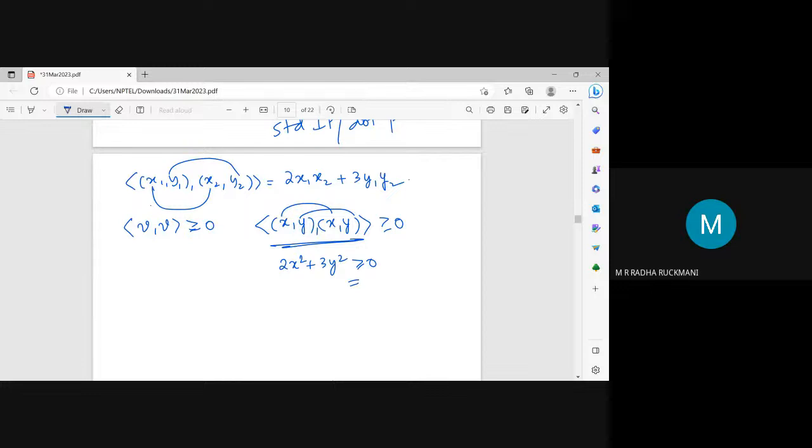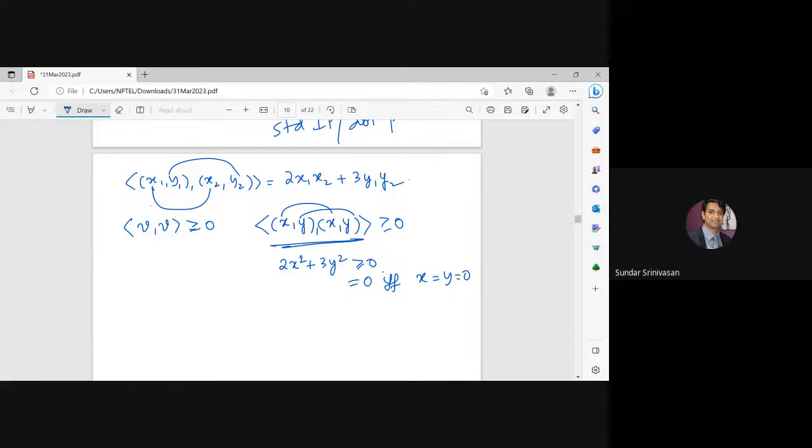Okay. And this is equal to 0 if and only if x is equal to y equal to 0. You have a sum of squares, no? So the only time it is 0 is when both are equal to 0. Sum of squares equal to 0 means each term is equal to 0. Sum of non-negative terms equal to 0 means each term in the sum is equal to 0. Right? Show the matrix representation of this.